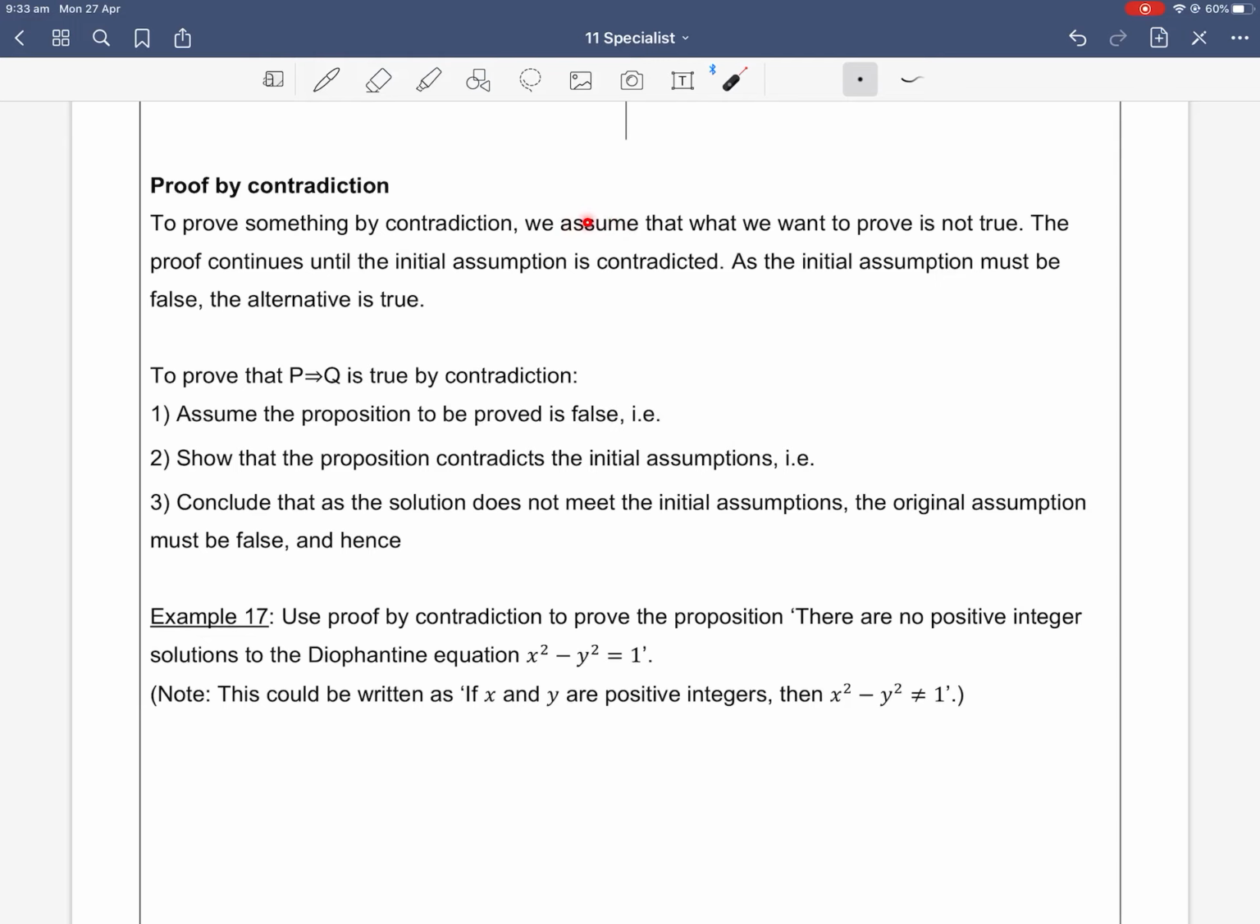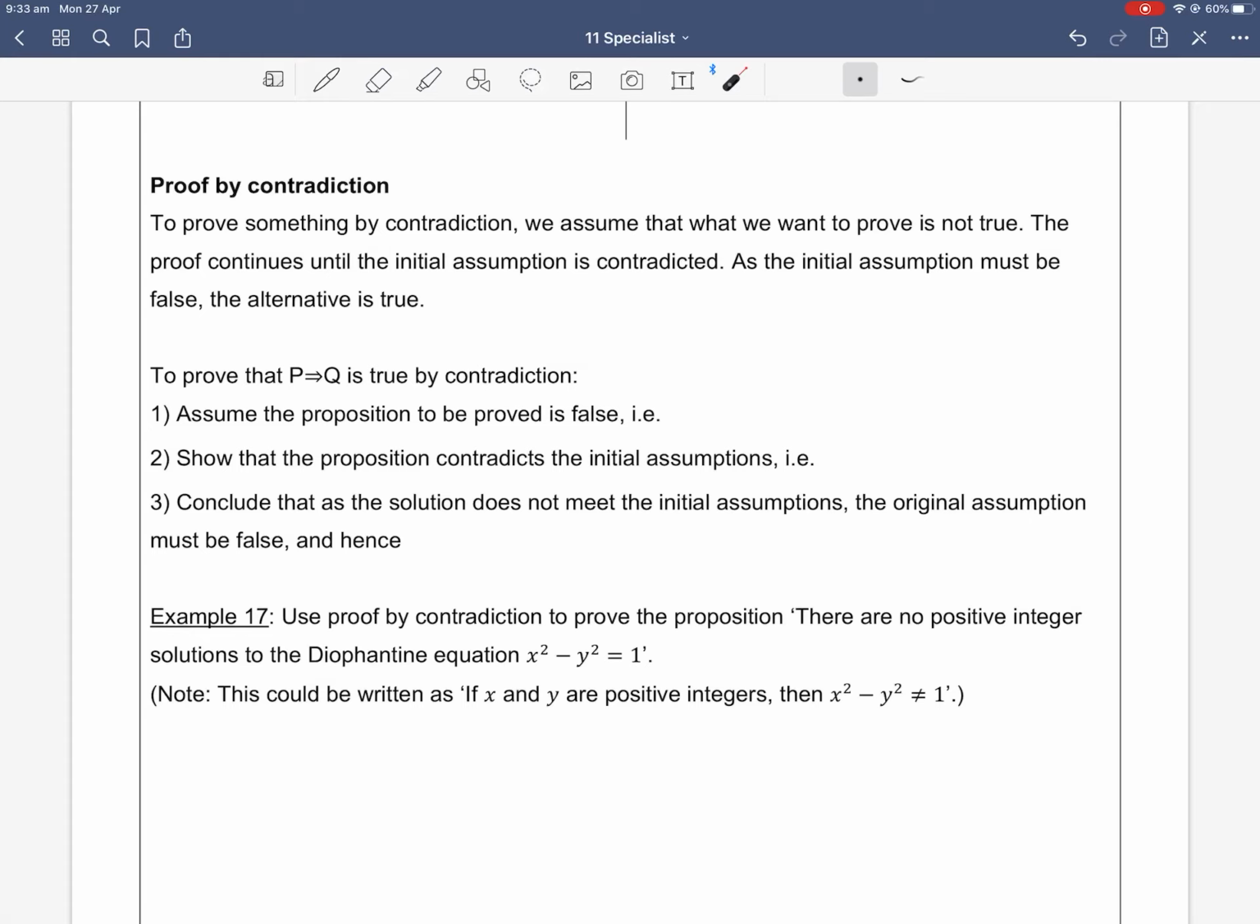Let's just read. To prove something by contradiction, we suppose that what we want to prove is not true. The proof continues until the initial assumption is contradicted. As the initial assumption must be false, the alternative is true. So usually we use proof by contradiction with if-then statements. The idea is that a statement can either be true or false. It can't be both true and false at the same time, right?